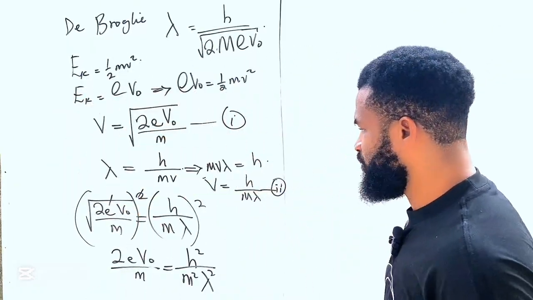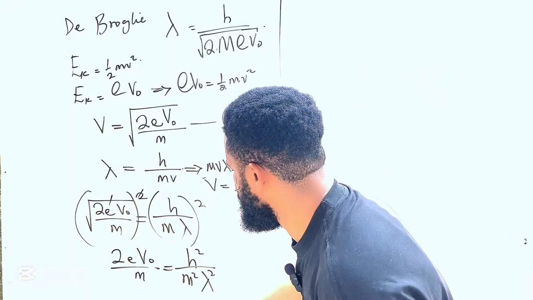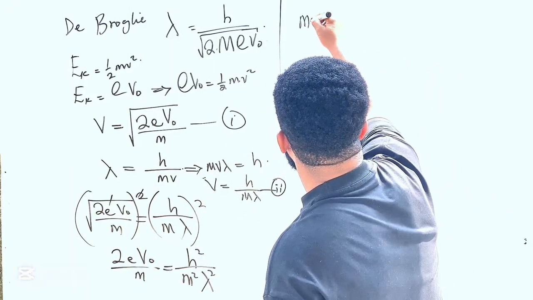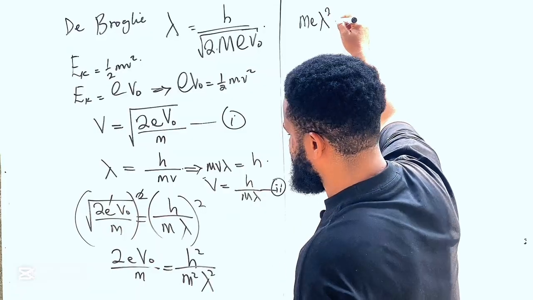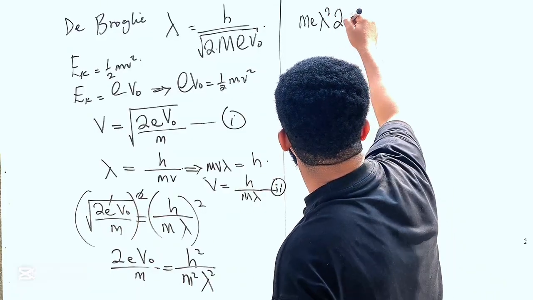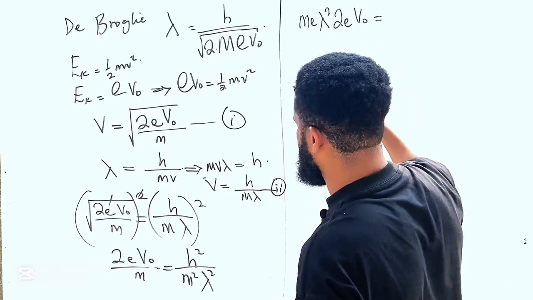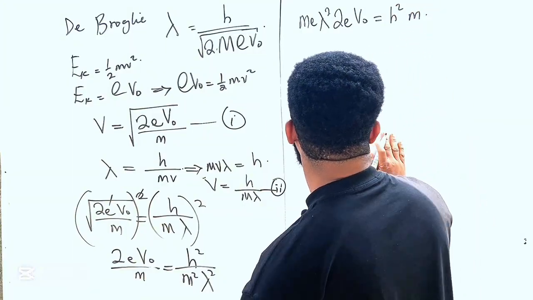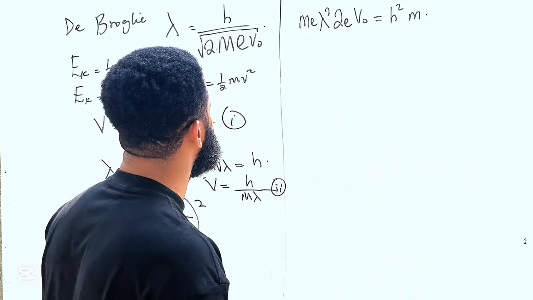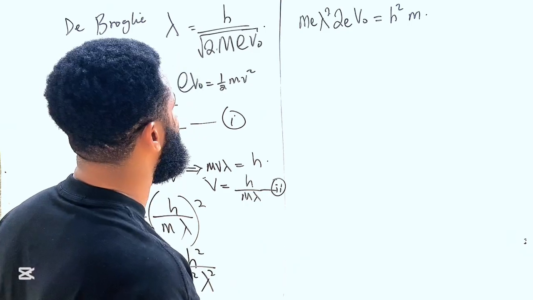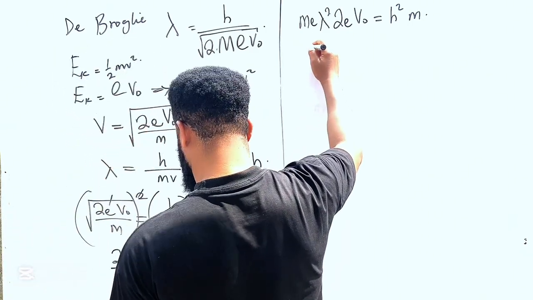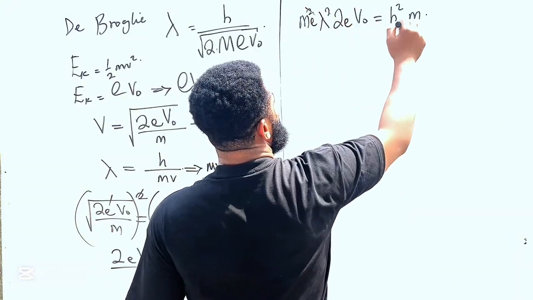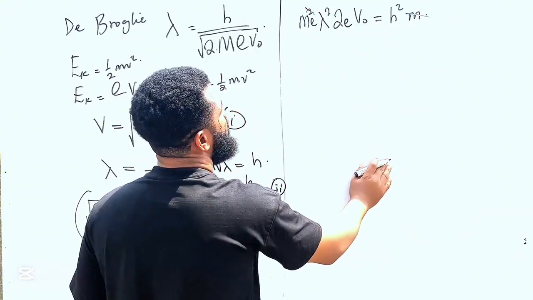All right. So at this point, I'm going to clear the fraction. I'm having that m squared lambda squared times 2e v sub naught is equal to h squared m. All right, so at this point, this is squared, this is squared. I was surprised. So one of these is cancelling the whole of this.